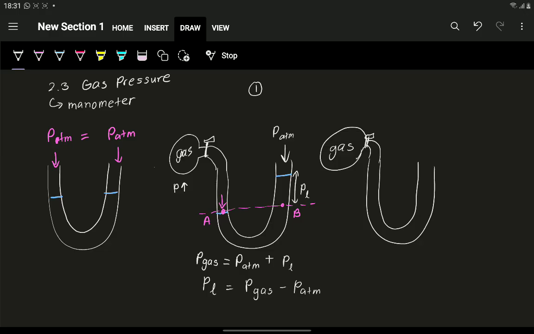So what if, in the second situation, the gas pressure is lower and the atmospheric pressure is higher? So the liquid at the atmospheric pressure, since it's higher, will push the liquid down, and it will push this part up.